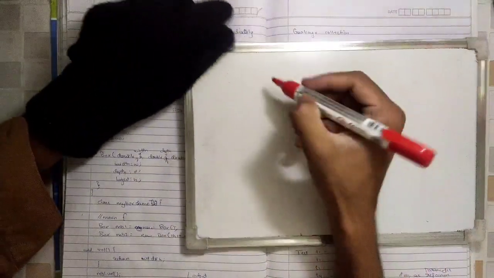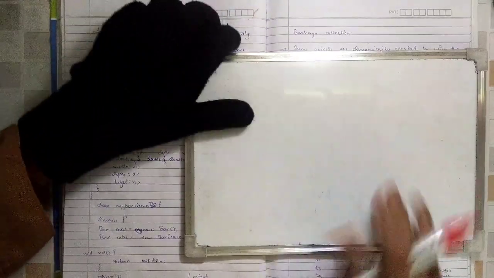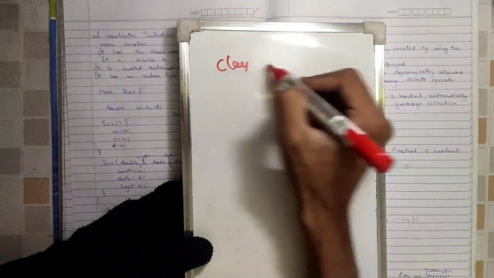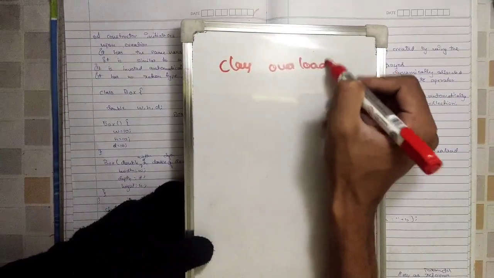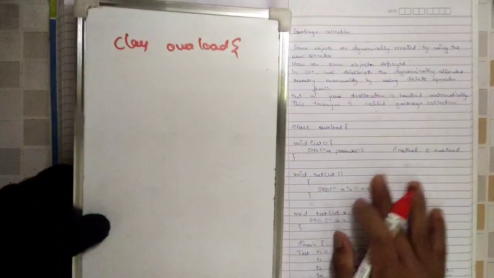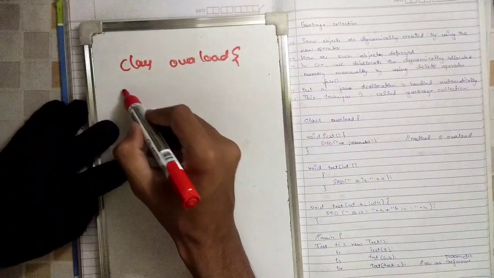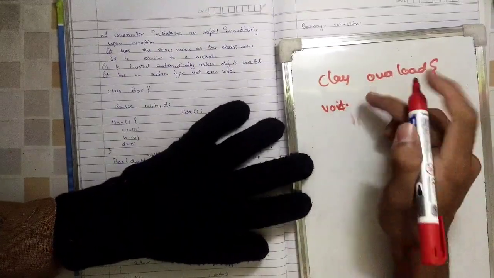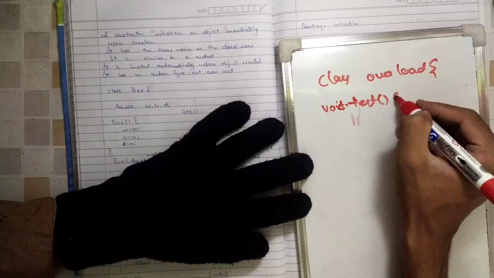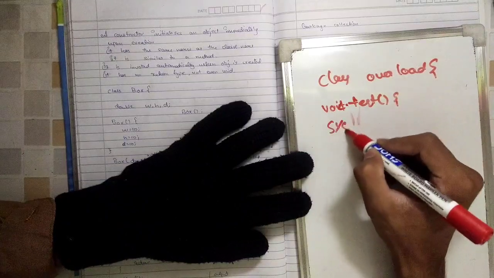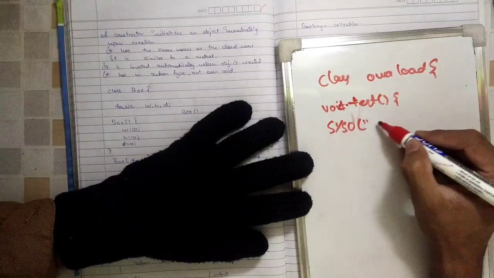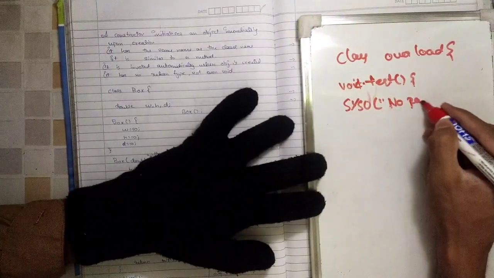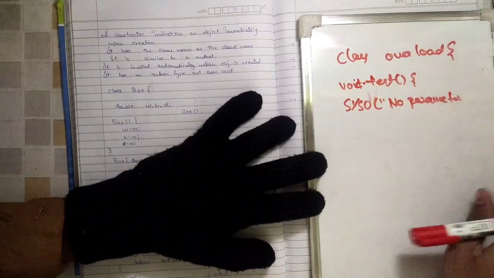Now suppose I have a function. I will take this example: class Overload. Just concentrate here. See what I have done. I have written void test, and I am not passing any arguments. Inside this I will write System.out.println, and what I have written here is "no parameters".